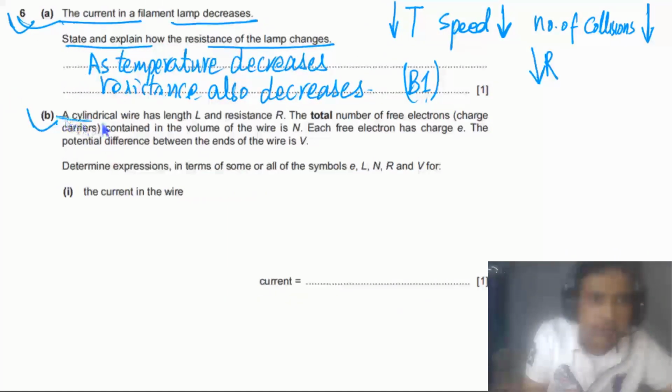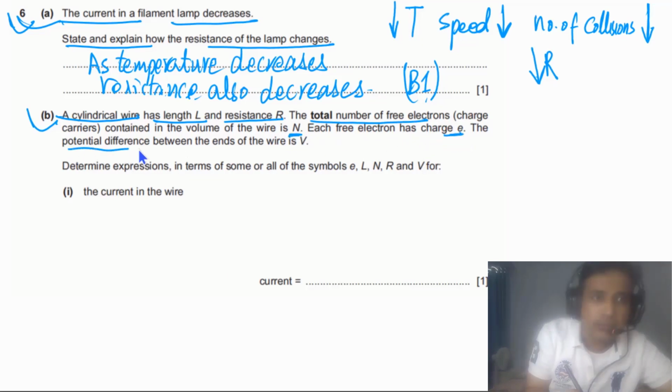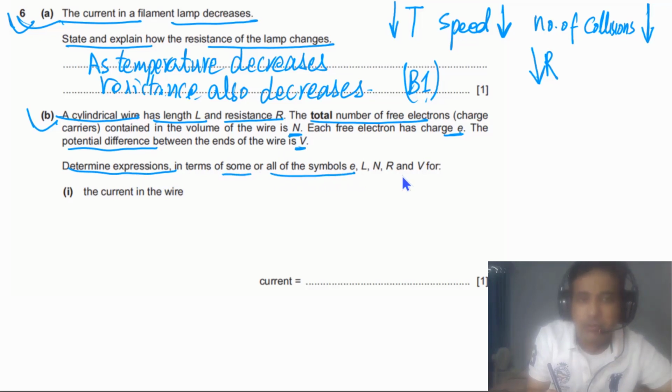Part B says a cylindrical wire has length capital L and resistance capital R. The total number of free electrons contained in the volume of the wire is capital N. Each free electron has charge small e. The potential difference between the ends of the wire is capital V. Determine expressions in terms of some or all of the symbols for the current in the wire.